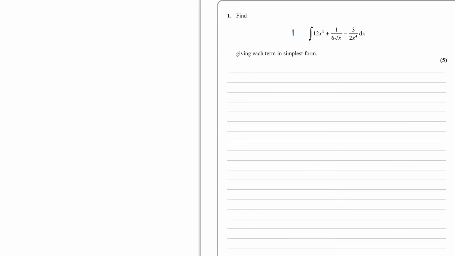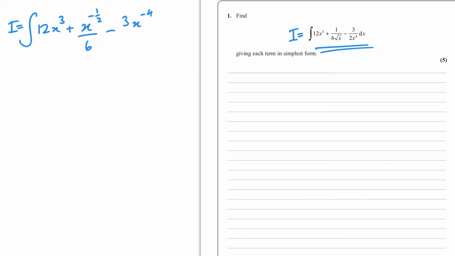So first step here is to sort this out into a form where we can integrate nicely. So over here we've got 12x cubed plus, now when I take the root x to the top, it's going to become x to the negative a half. It's still over 6 though. Minus 3x to the minus 4, and that's still over 2. And that's why I just have to be careful that I don't move those numbers. I'm only moving the letters.